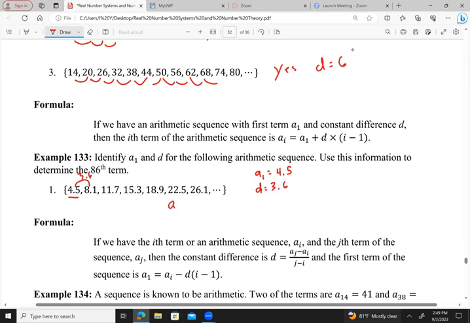So a sub 86 is equal to a sub 1, 4.5, plus D, 3.6, times i, which is 86 minus 1. So we have 4.5 plus 3.6 times 85. And we get 3.6 times 85, 306. So I have 4.5 plus 306 equals 310.5.